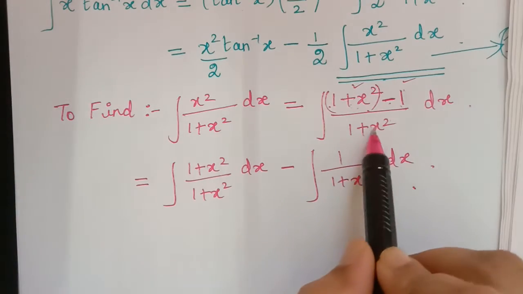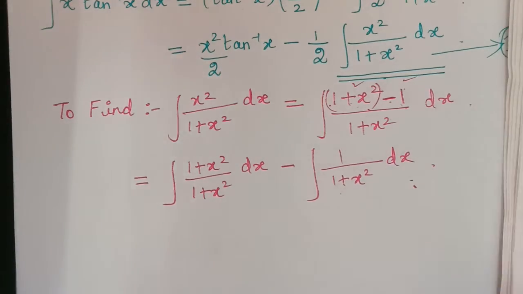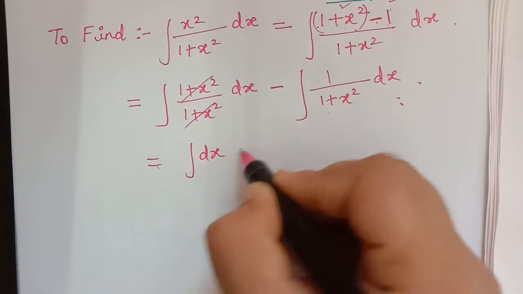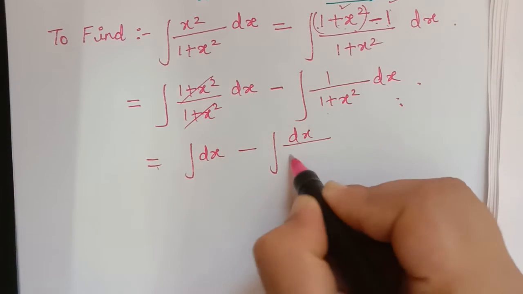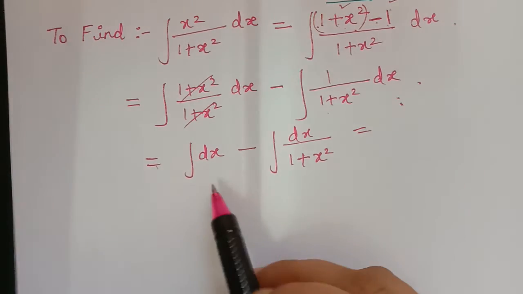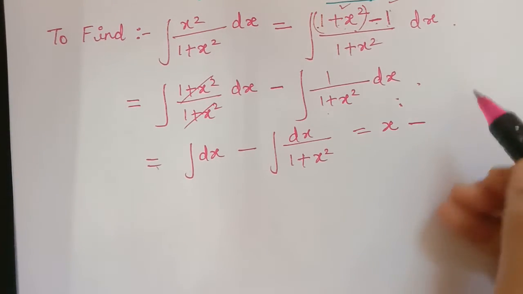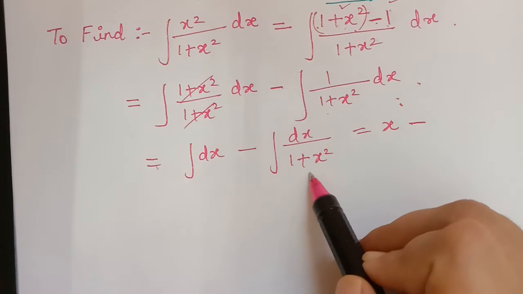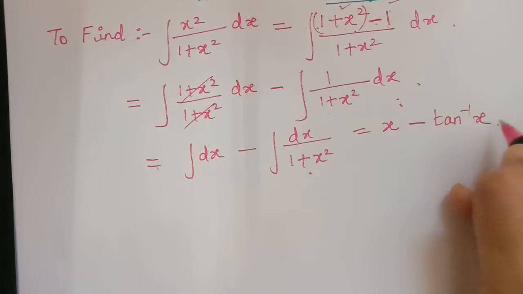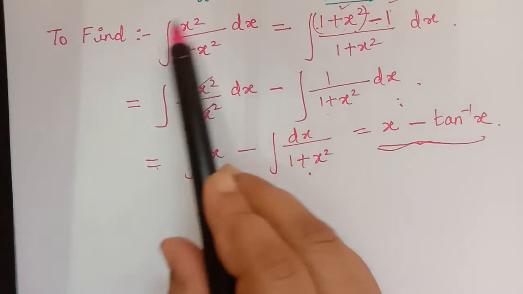So 1 plus x squared dx divided by 1 plus x squared minus 1 divided by 1 plus x squared dx. Now after this, we can cancel these two, and this we get as integral dx minus integral dx by 1 plus x square, and that will be equal to. So what is integral dx? Integral dx is x, and then minus, what is the integration of dx by 1 plus x square? It is tan inverse of x. So tan inverse of x. So this is what we obtain after integrating x squared by 1 plus x squared dx.